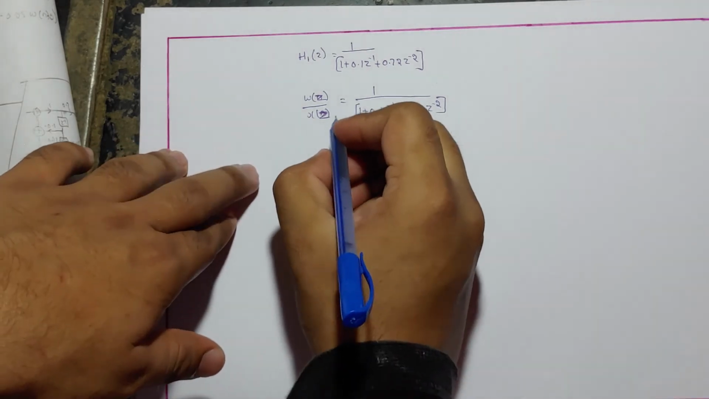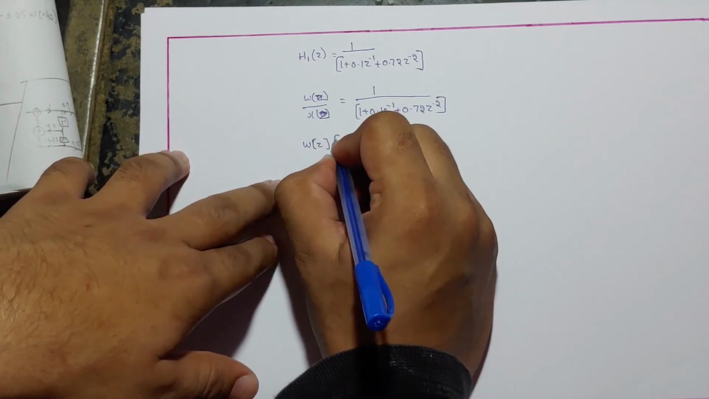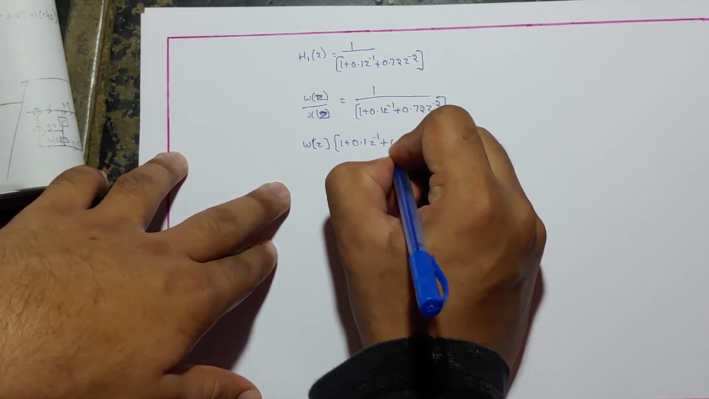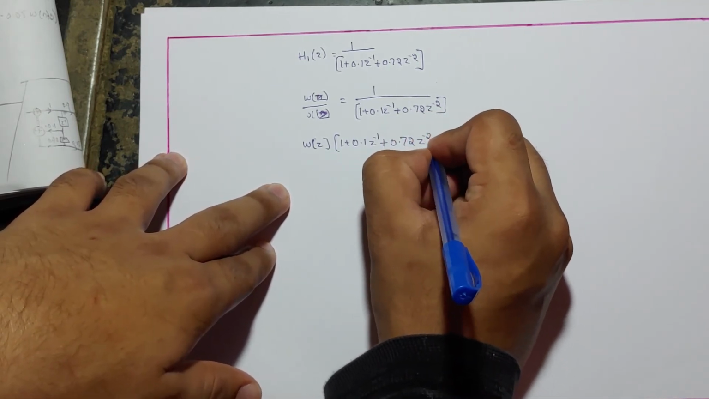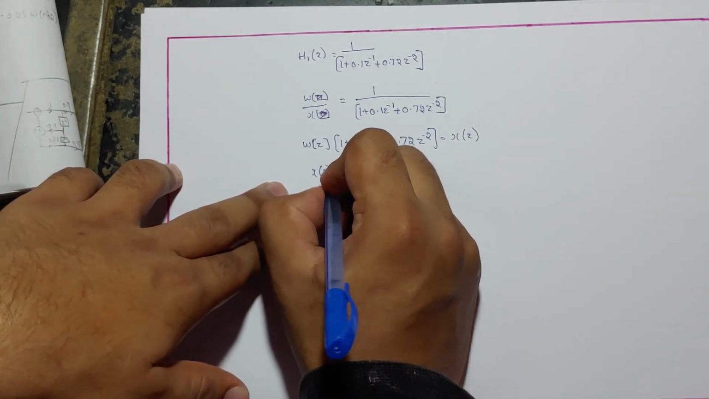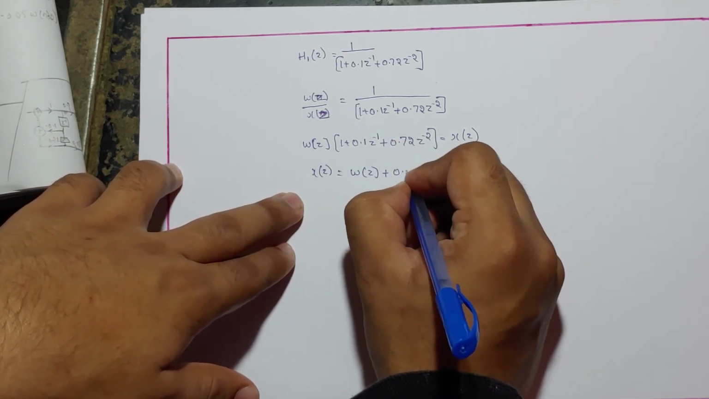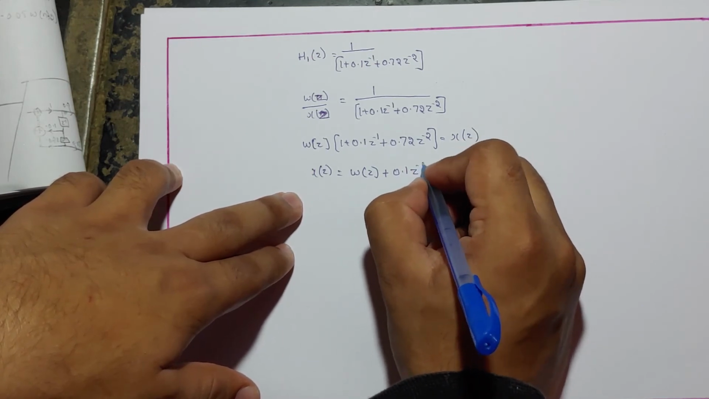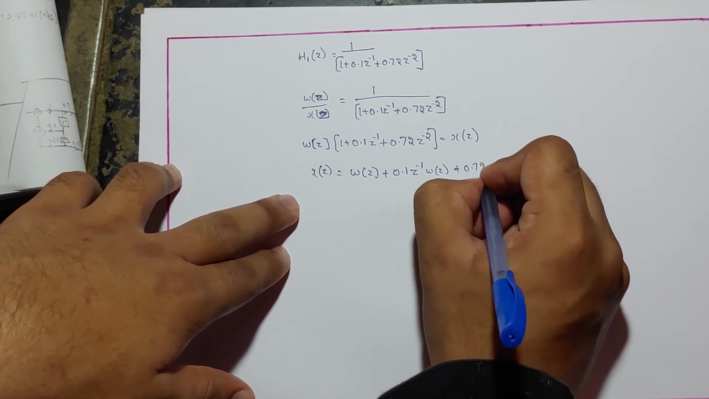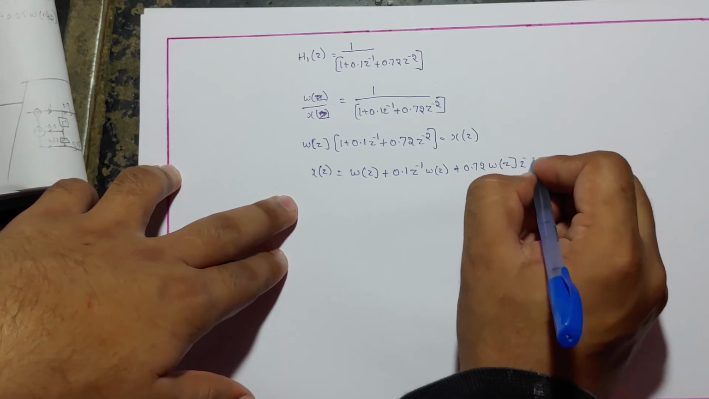Now let us cross multiply them. That is w of z into 1 plus 0.1 times z power minus 1 plus 0.72 times z power minus 2 is equal to x of z. That is, x of z is equal to w of z plus 0.1 times z power minus 1 to w of z plus 0.72 times w of z into z power minus 2.